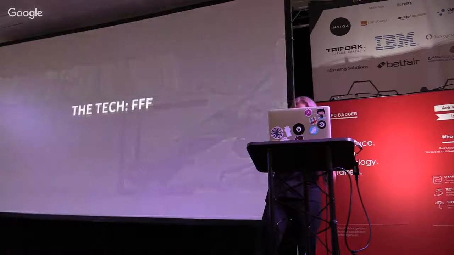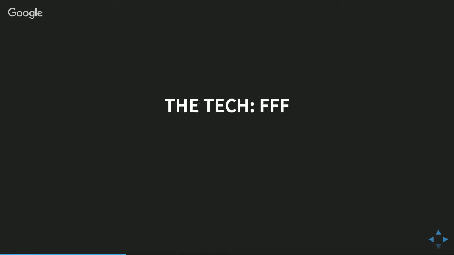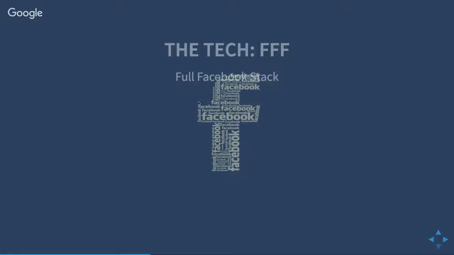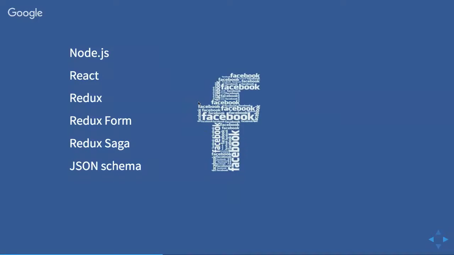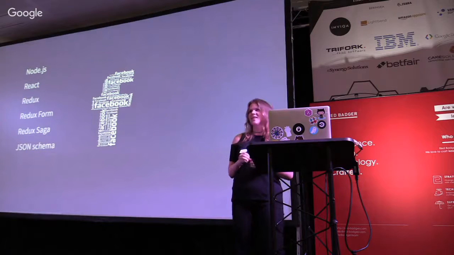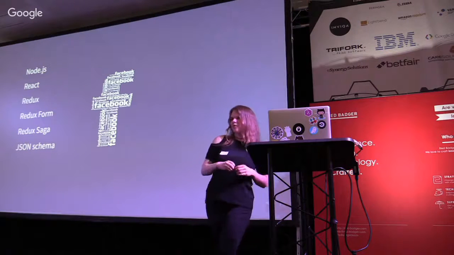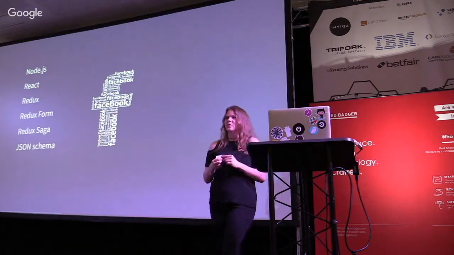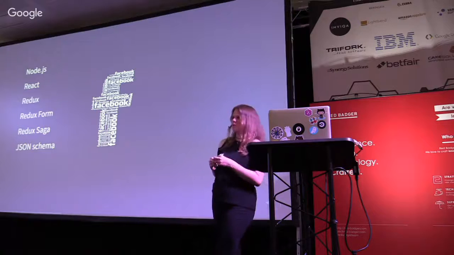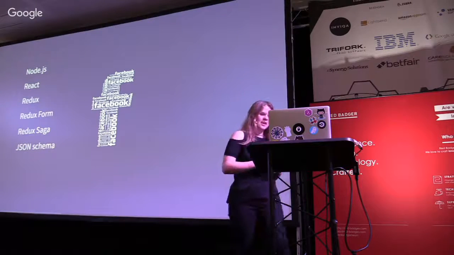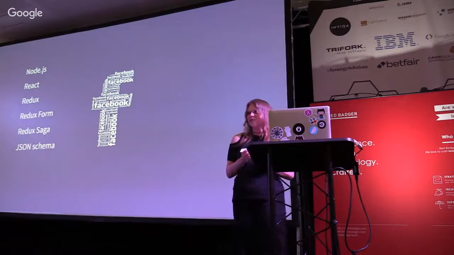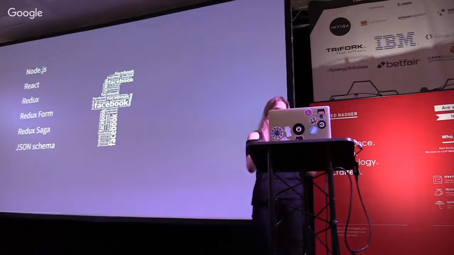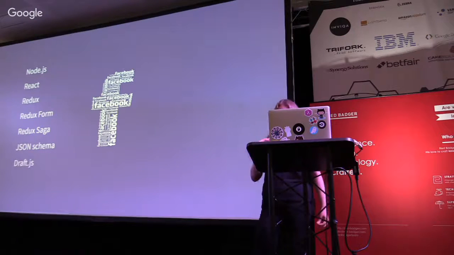To quickly go through the tech, we use what we call, very catchy, the full Facebook stack. We love Facebook. So we've got Node.js, React, Redux, Redux Form, Redux Sagas, JSON schema. Anna from my project gave a talk two months ago about how we use JSON schema and Redux Form together. It's the same project. And when it came to having a rich text editor, we were like, obviously, Draft.js, to complete the stack.